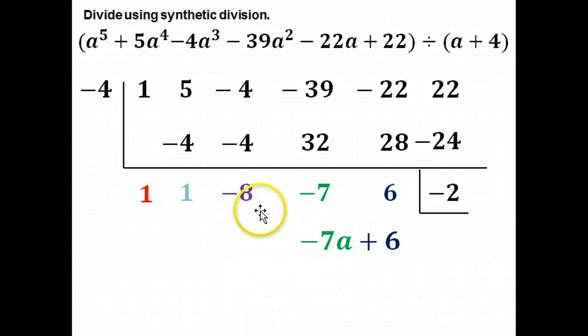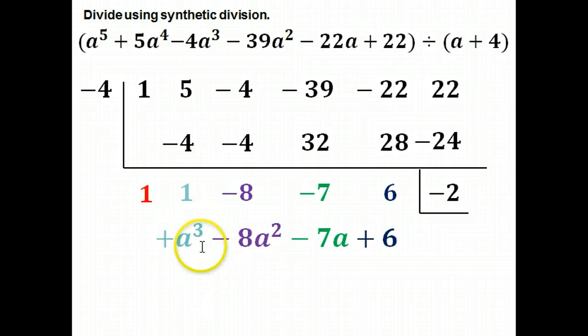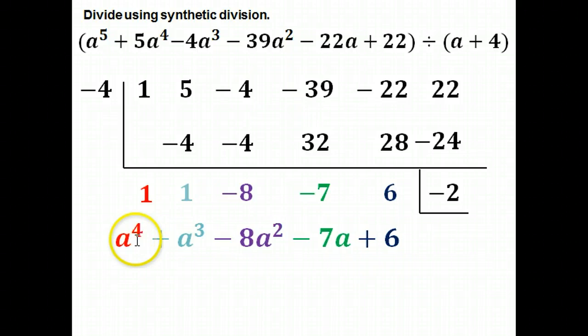The next one over to the left, instead of a, is going to be my a squared term. Well, this one tells me I have a negative 8 here, so I rewrite this one. I've got negative 8a squared. And that would make my next one over an a cubed. And this one is a 1. That means it's just going to be a positive a cubed. So I bring that one over now. And my last one is also a 1. And that would make this one more over, which would be a to the fourth.